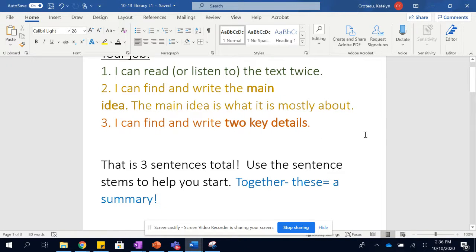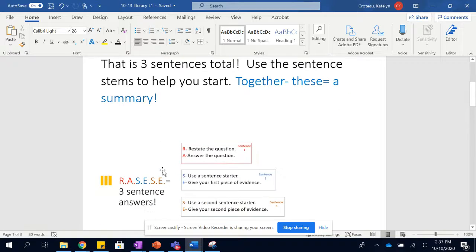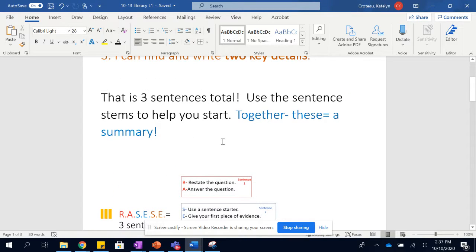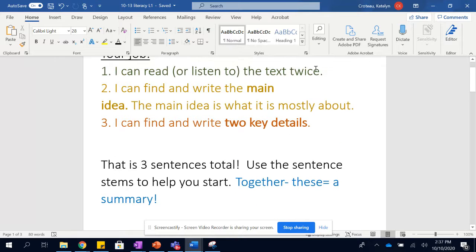And so, you're going to want to hear me read it again so that you understand some of the scientific vocabulary if you are stuck. Normally, I would just read it once for you, but today, you're lucky. So what you need to do is after you listen twice, you want to make sure that you find and write the main idea. So that's what is mostly happening in the text.